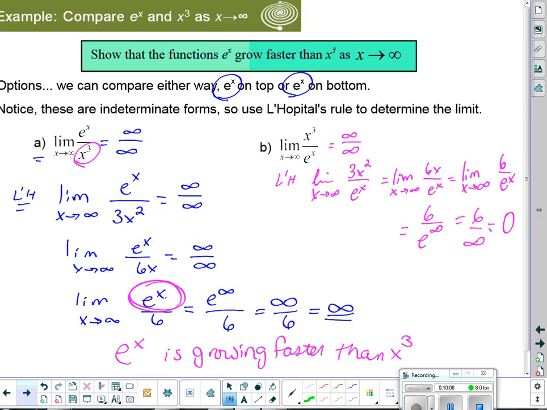Interpretation. What does that mean? Well, if the limit of this goes to 0, it is because my bottom grew so much more quickly than what the top did. So once again, same statement, e to the x is growing faster than x cubed. I suppose you could turn around and say x cubed is growing slower than e to the x if you wanted.